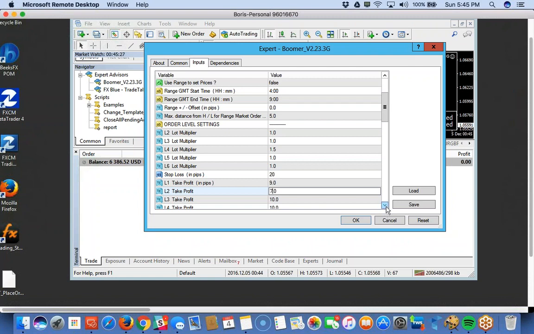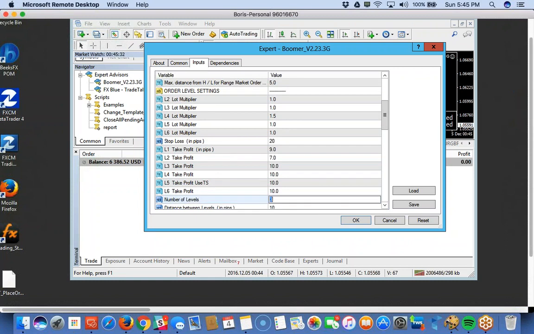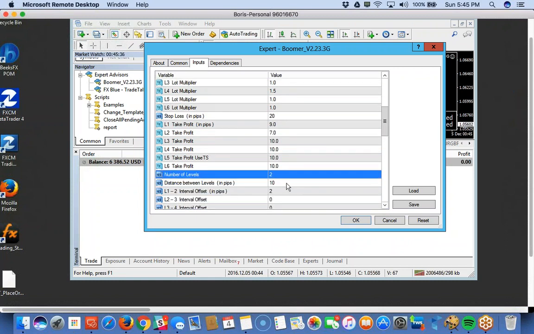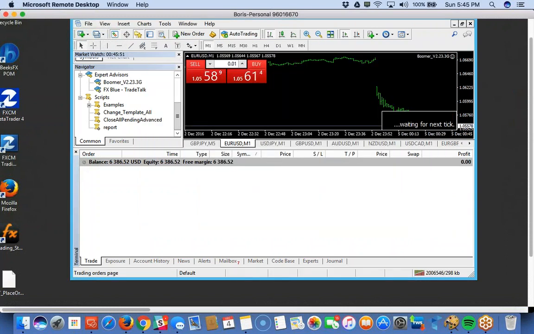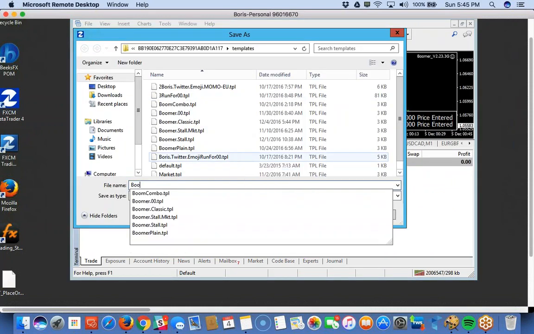So the second level take profit is set to 7. Again, the EA understands all of this, knows how to manage it. We tell it we want it to go only 2 levels because it's only 2 entries that we're going to have, and the difference between the 2 levels is going to be just 5 points. Just 5 points. So what that tells us is that if you come in at 40, the next entry level is going to be at 45. That's what the EA does, right? Now we say okay, and we can save this one as Boomer Stall.